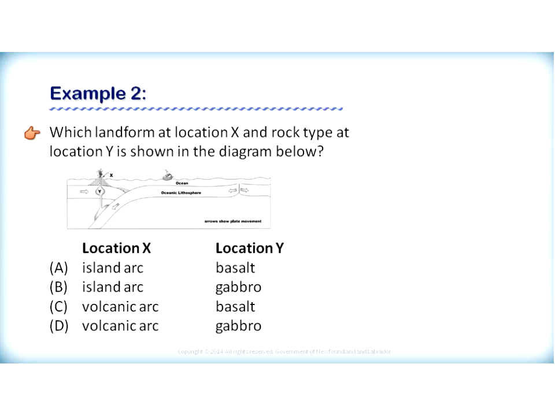Example number 2 reads, which landform at location X and rock type at location Y is shown in the diagram below? If we look at location X, we see that we have water on both sides of the volcanic feature. And this volcanic feature will be an island arc. So volcanic island arcs are located on the ocean floor directly above a subduction zone where we have ocean floor melting. Therefore, the type of rock that you would find at Y would be basalt.